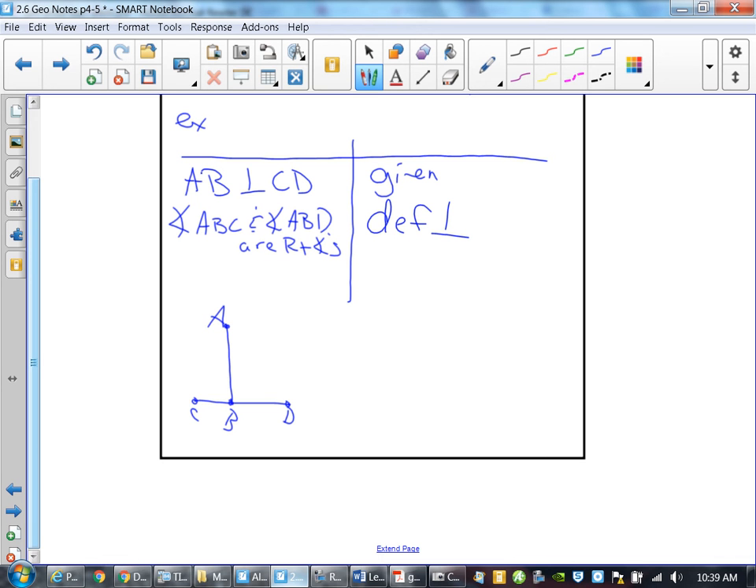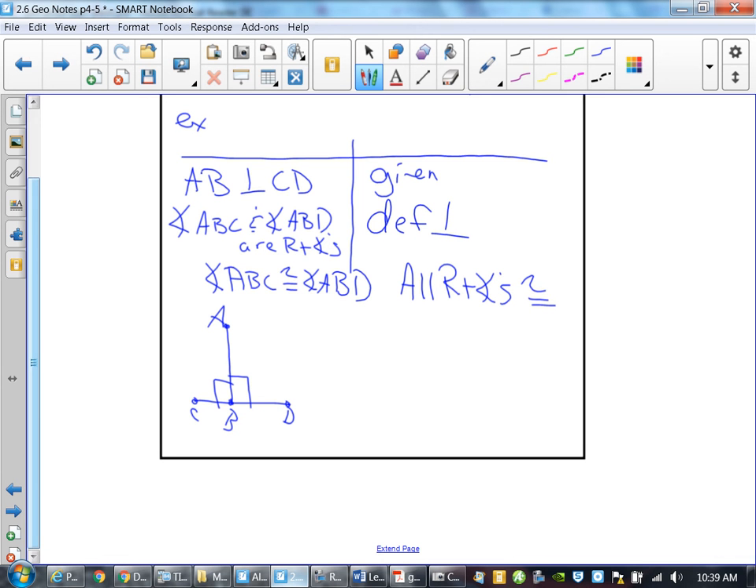Okay? Now that you have two right angles, what we're going to do then is this. Angle ABC is congruent to angle ABD. Because I put these little boxes in there. And the reason that those two right angles are congruent to one another is basically this. All right angles congruent. And that's your reason.